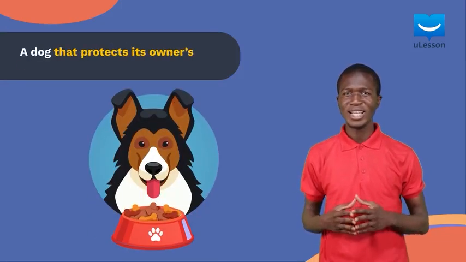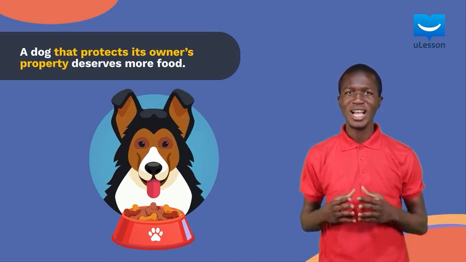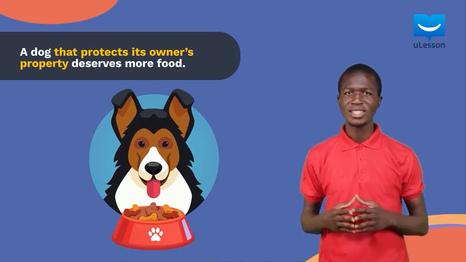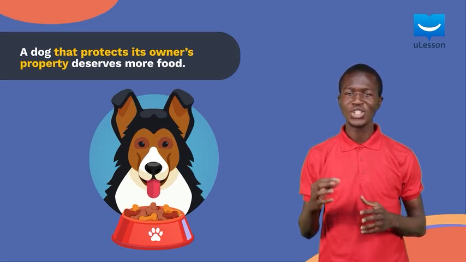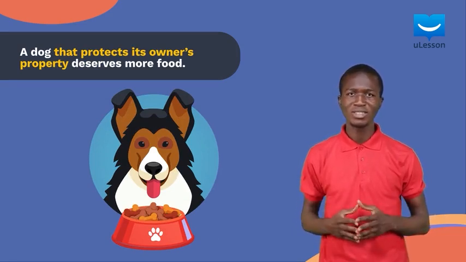A dog that protects its owner's property deserves more food. The adjective clause that protects its owner's property gives additional information about which dog deserves more food. It's not just any dog.